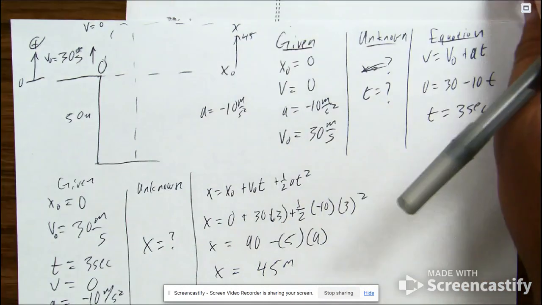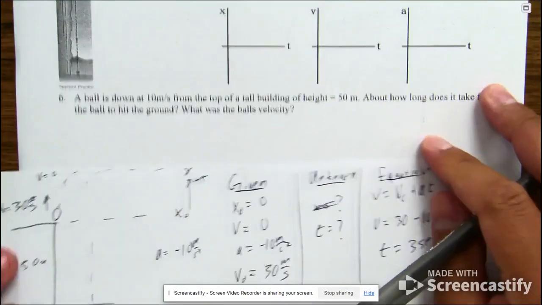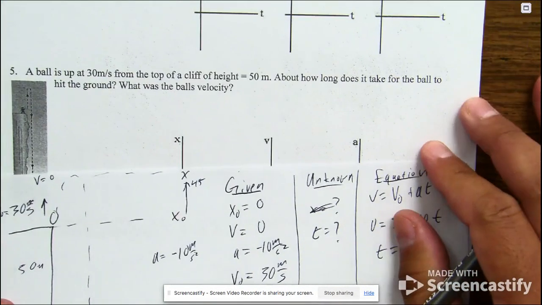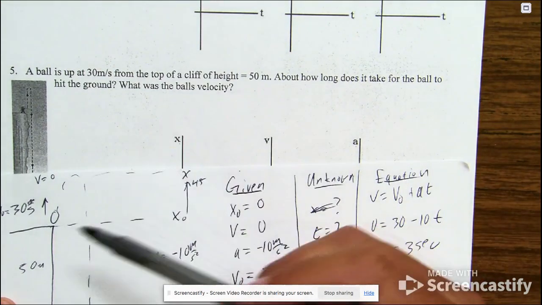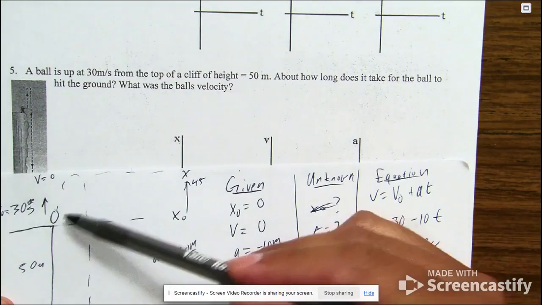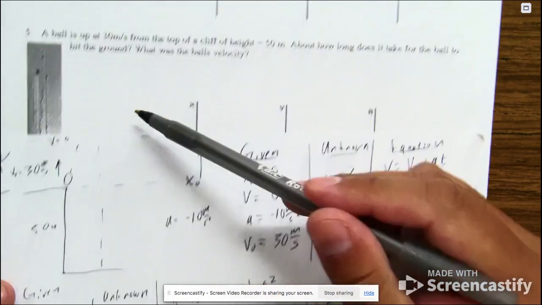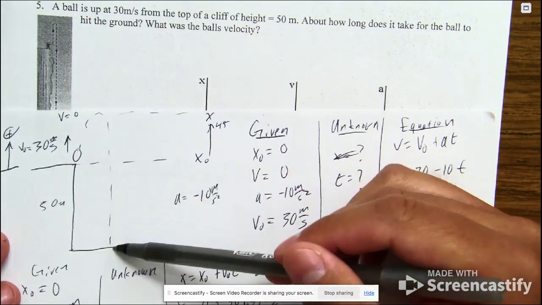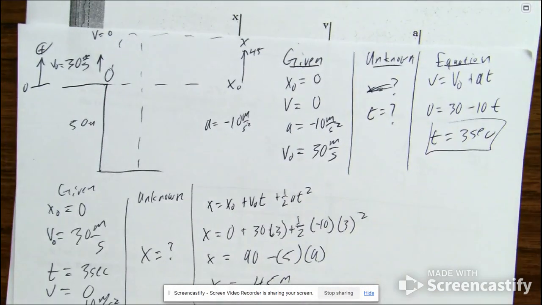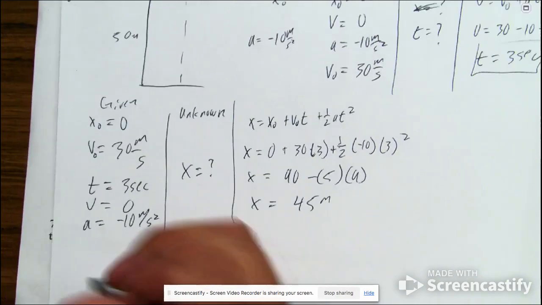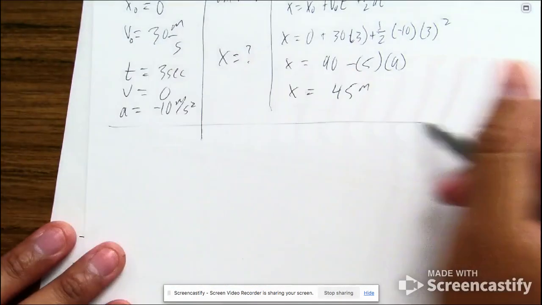Now keep in mind the big picture. What is the question asking us to find? It's asking us to find how long it took for the ball to hit the ground. So we already found that this thing took 3 seconds to climb. Now we have to find out how much time it took to fall. So just remember that. It's 3 seconds to climb.